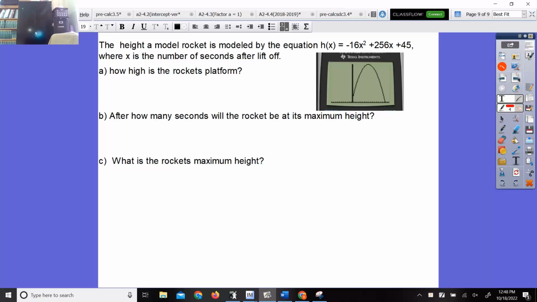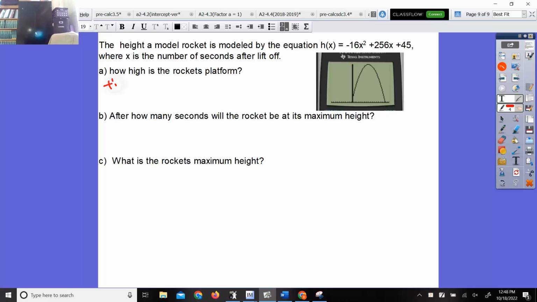The height of a model rocket is modeled by the equation: height as a function of x is negative 16 times x squared plus 256x plus 45, where x is the number of seconds after liftoff. Question A is how high is the rocket's platform? Now this talks about the height of a model rocket. So as soon as this thing takes lift, this is the equation that runs it. If it's sitting on the platform, how much time has passed? Zero. That's a common sense thing.